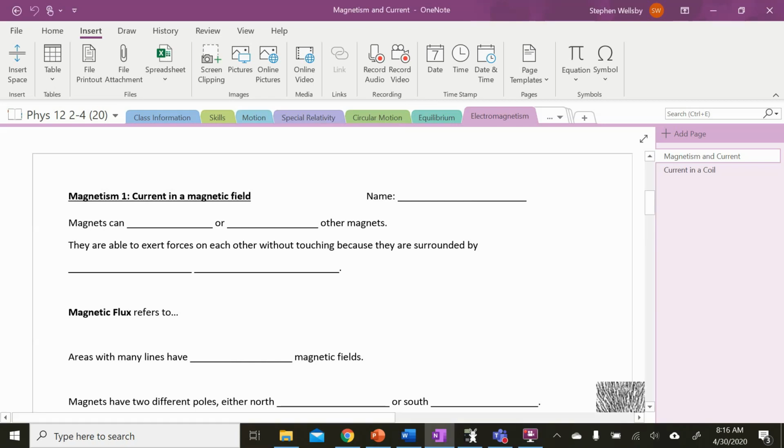Welcome back to Physics 12 and our foray into magnetism. So we've seen electricity the last 4 weeks or so, and that tied in nicely to gravity. Everything seems to be working together, and hopefully that's going to continue.